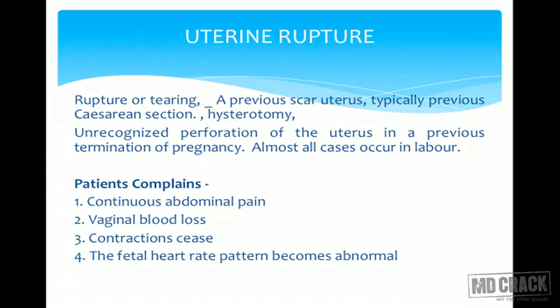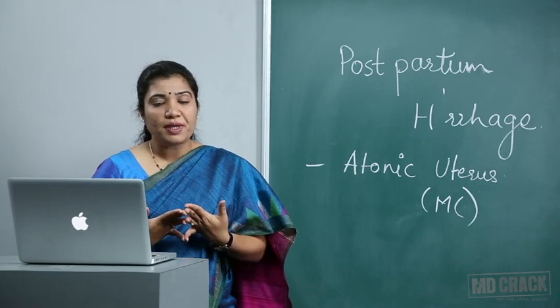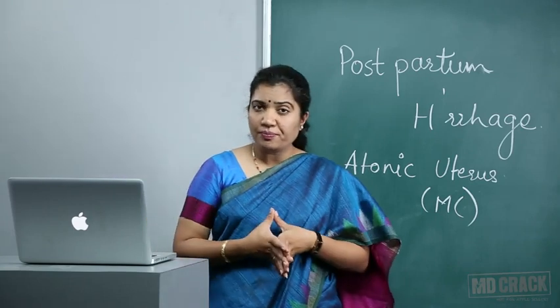Uterine rupture: especially in cases where there is a previous scar on the uterus, which may be of a previous cesarean section, or more likely a hysterotomy scar or myomectomy scar where the cavity was opened. In such cases, there is a fear that the scar will rupture, either during pregnancy in late gestation, or most of the time during labor. The patient will complain of continuous abdominal pain. There would be PV bleeding.